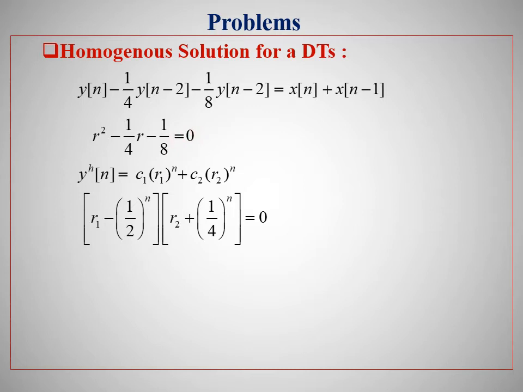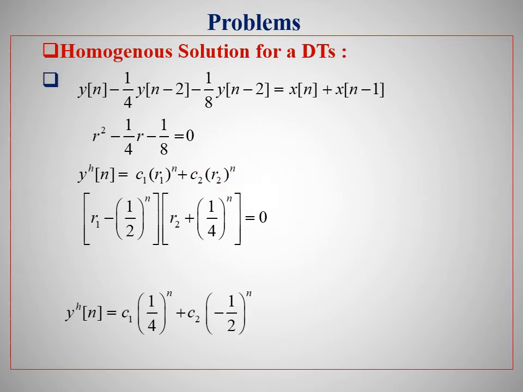The solution of this would be (r1 minus 1 by 2) power n into (r2 plus 1 by 4) power n is equal to 0. And the general homogeneous solution is represented in the discrete domain as yh of n is equal to c1 r1 power n plus c2 r2 power n.